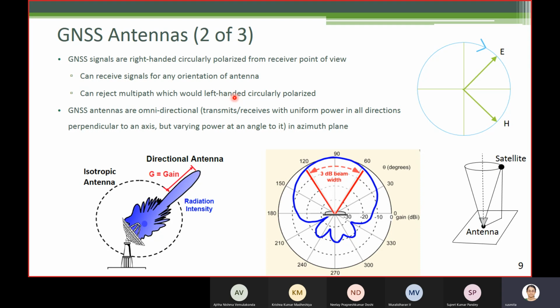So this way, by having circular polarization, we can achieve 2 things. One is very important, both are important. For any orientation of the antenna, we can receive GNSS signals. We can also reject multipath to some extent.